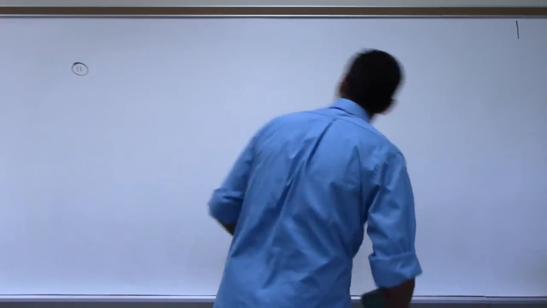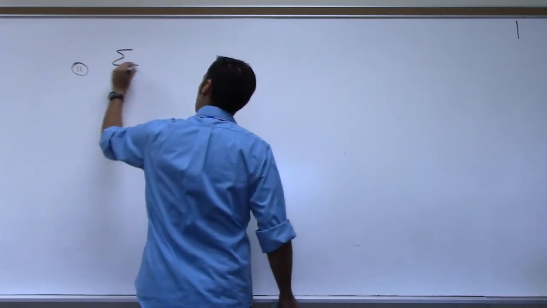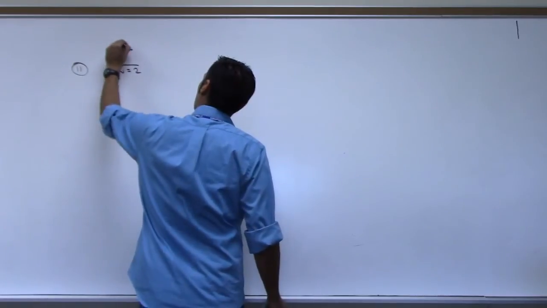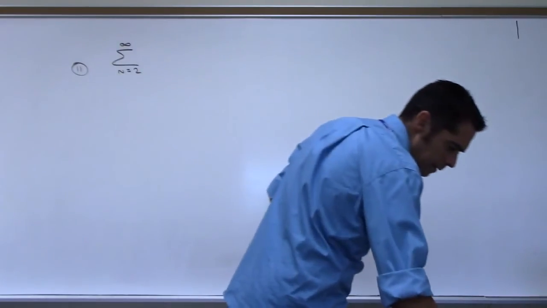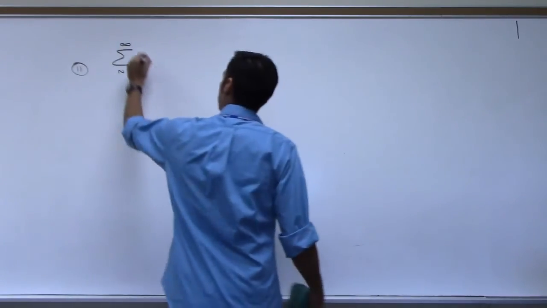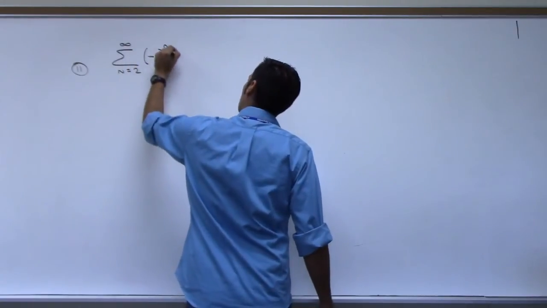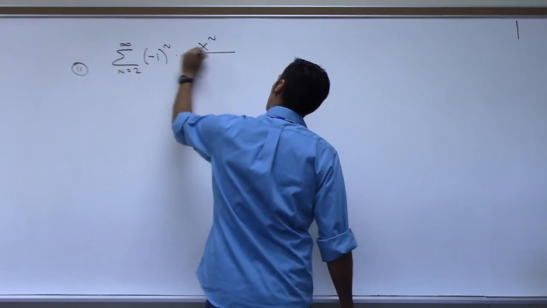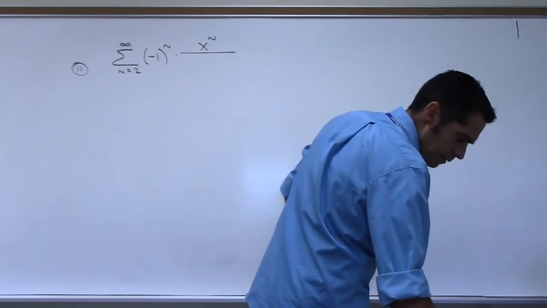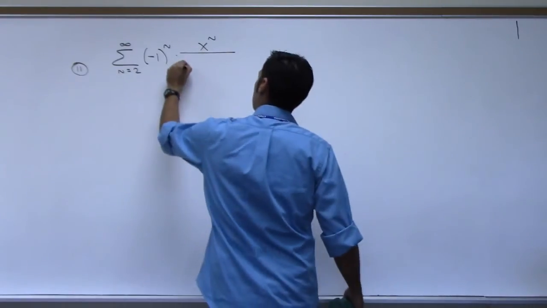All right, n equals 2 to infinity, negative 1 to the n, x to the n over 4 to the n natural log n.